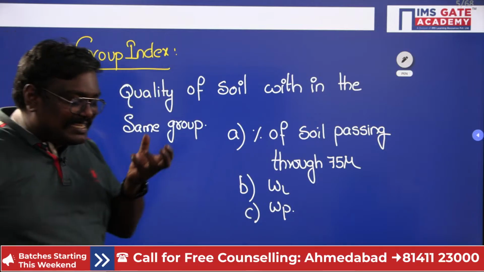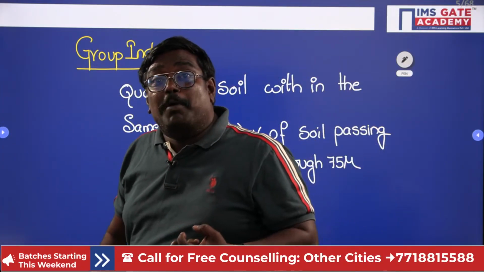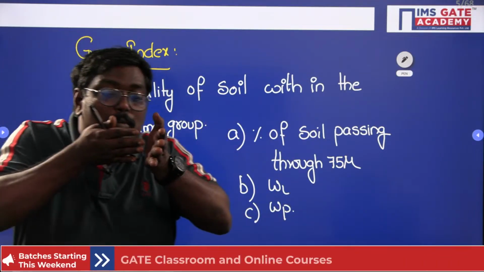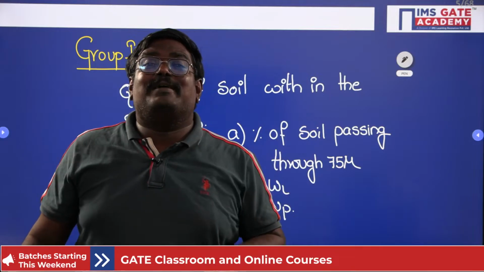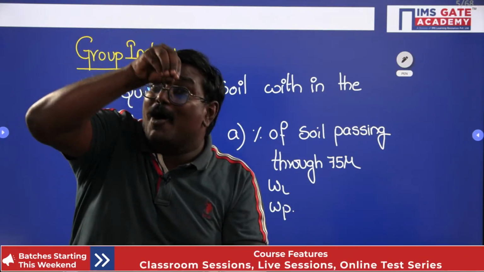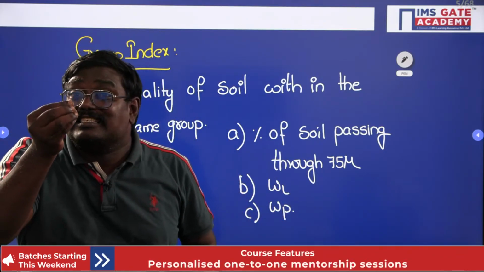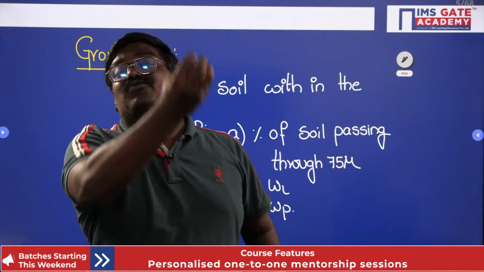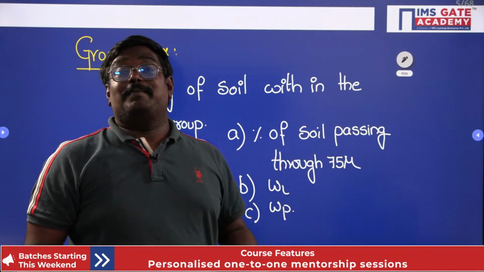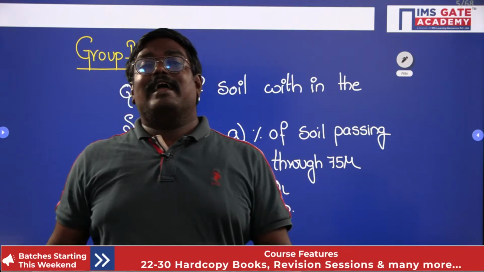So group index is used to indicate the quality of the soil within the same group. On what basis are you going to classify? Based on how much soil is passing through the 75 micron sieve. Because based on the portion of soil passing through 75 micron, you can understand what portion is fine-grained, and you can understand the liquid limit and plastic limit. Thereby, you will also have an idea of how much water content.